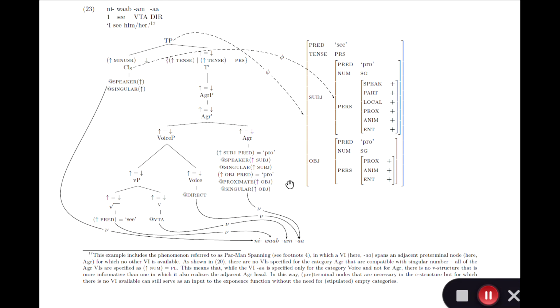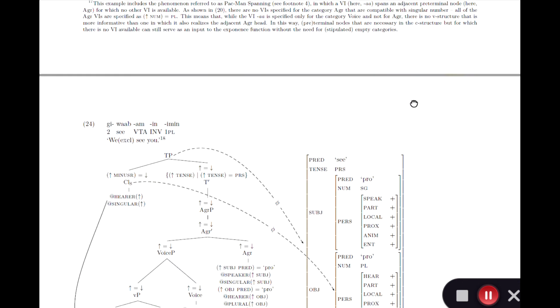Remember that we have various VIs for the agar node, but none of them are specified for when both arguments are singular. So rather than having the agar node not spell out in that case, we assume that it's spanned by this voice head, the direct third-person object agreement node, just because otherwise it would either not serve as an input to the v function, or it would have to map to nothing. So basically, this Pac-Man spanning, where something just gobbles up the features of anything adjacent to it, allows us to have this sort of elsewhere case here.